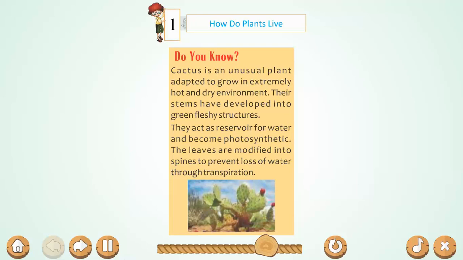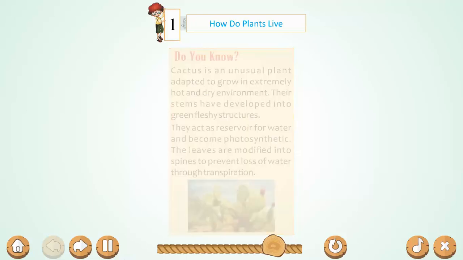Do you know? Cactus is an unusual plant adapted to grow in extremely hot and dry environments. Their stem is developed into green, fleshy structures. They act as reservoirs for water and become photosynthetic. The leaves are modified into spines to prevent the loss of water through transpiration.